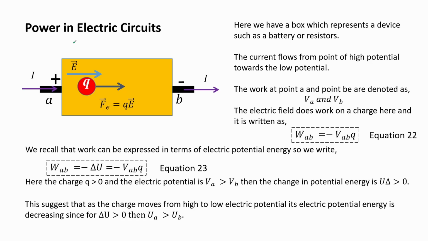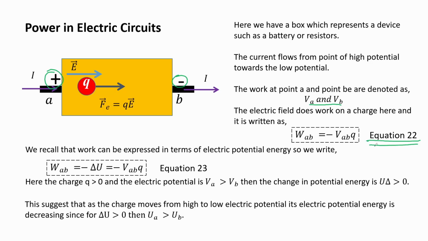Here we have a box which represents a device such as a battery or resistors. The current flows from a point of high potential towards the low potential. The potentials at point A and point B are denoted as V sub A and V sub B. The electric field does work on a charge here and it is written as equation 22.